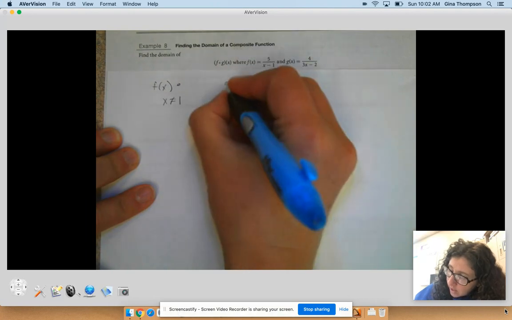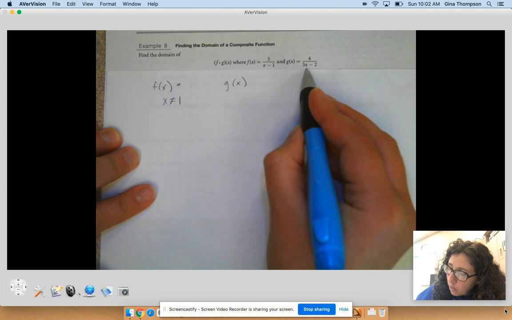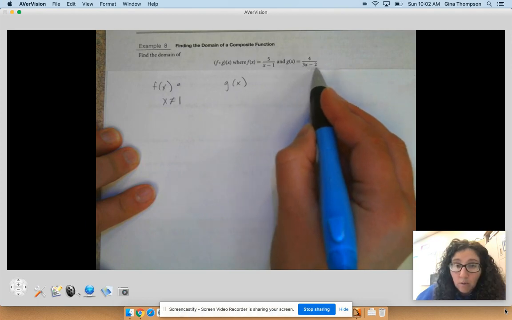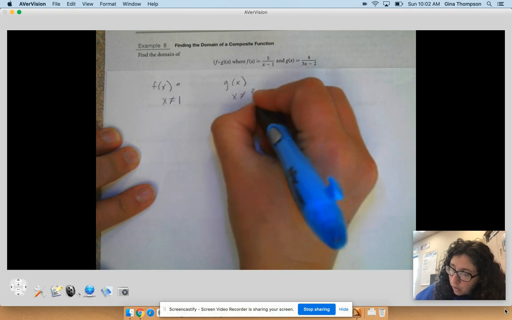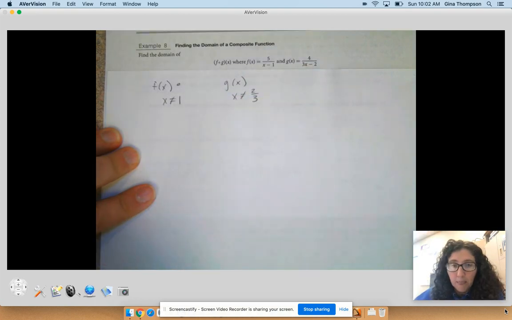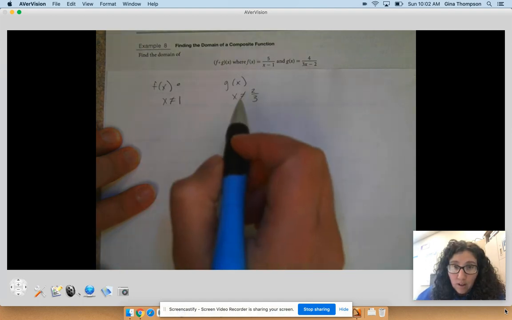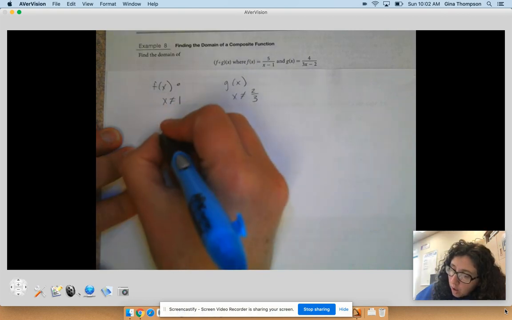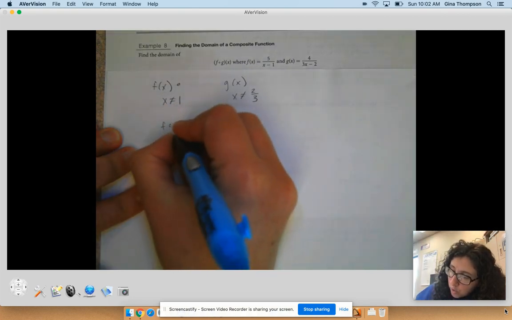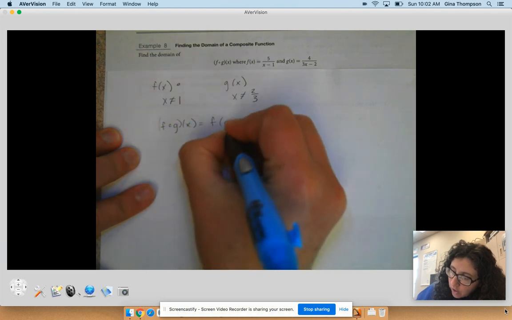And g of x, the domain, we can't have x equal 2/3, right? Because that would make the denominator equal to 0. So x cannot equal 2/3. Okay, those are the restrictions on the domains for each of these individual functions. But now we need to think about the composition. So we have f composed with g of x, which is f of g of x.